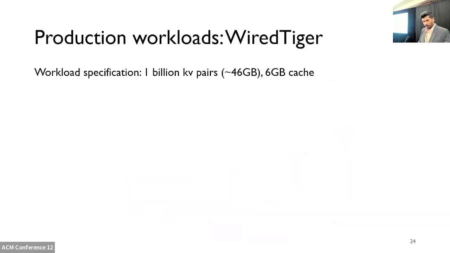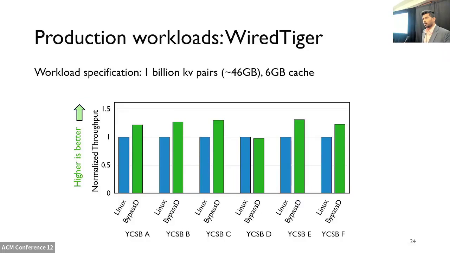Last, I want to discuss some of the results from our real world workloads, WiredTiger. So WiredTiger is a storage engine that's quite popular. It's used in MongoDB. We populated it with 1 billion key value pairs. And then we ran different YCSB workloads. The blue line corresponds to Linux and the green line corresponds to our solution BypassD.